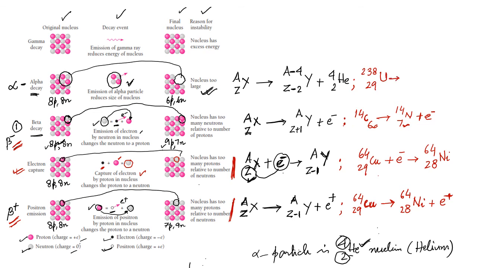For example, we can write uranium 238 goes to 234, A minus 4. This is not 29, this has to be 92, and it becomes 90, Z minus 2. This is particularly thorium, and we have helium 4, 2.